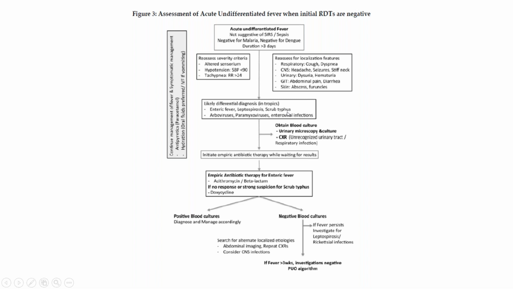For scrub typhus, of course, you will like to send a Weil-Felix or one of the other specific investigations. If you think there is a strong suspicion of a rickettsial illness, in addition to the antibiotic, you should add doxycycline, and then you will investigate your patients appropriately. If the patient is not showing a clinical response, you will go with a higher set of investigations. So this is some approach to patients with acute undifferentiated fevers.